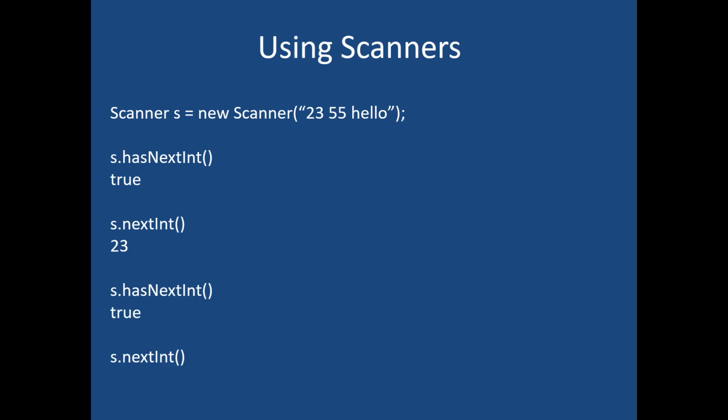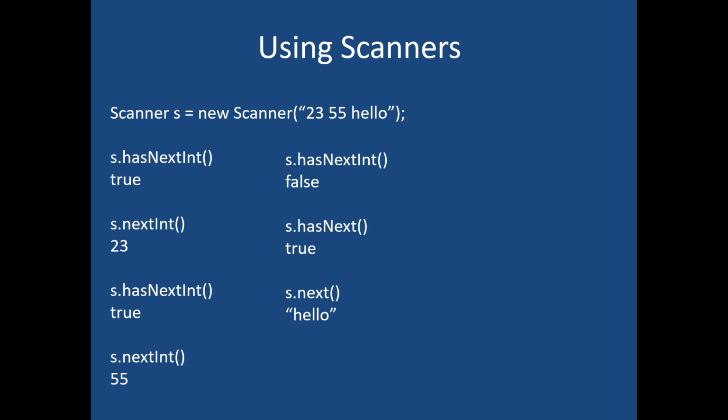And if you asked for it, you get 55. Now, what if you ask, does it have a next int? False, because the next thing coming up is hello. You can just ask, does it have a next token at all? And the answer is true, because there is still a token in there, it's hello. To get it out, you say s.next, and it just gives you back a string, hello. So scanners are good for pulling strings apart into pieces.